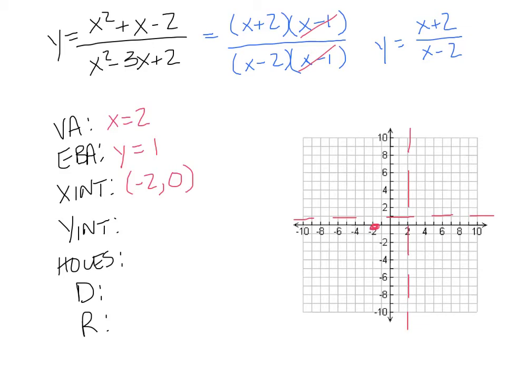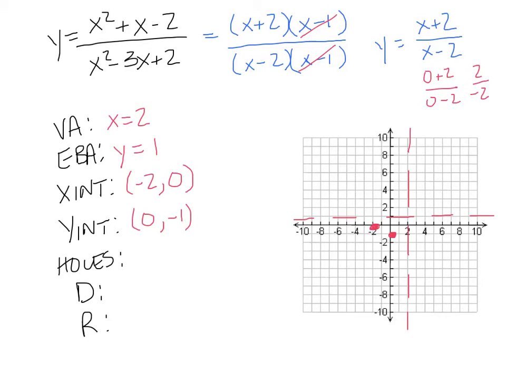Y-intercepts, plug in a 0 for all your x's. So you get 0 plus 2 over 0 minus 2. We end up with 2 over -2, which is -1. So 0, -1 is my y-intercept, which makes sense. Obviously, I can see where one of my branches is going to be.